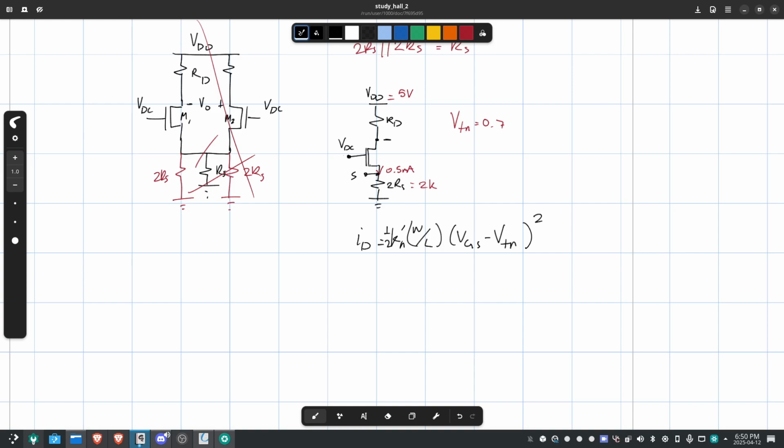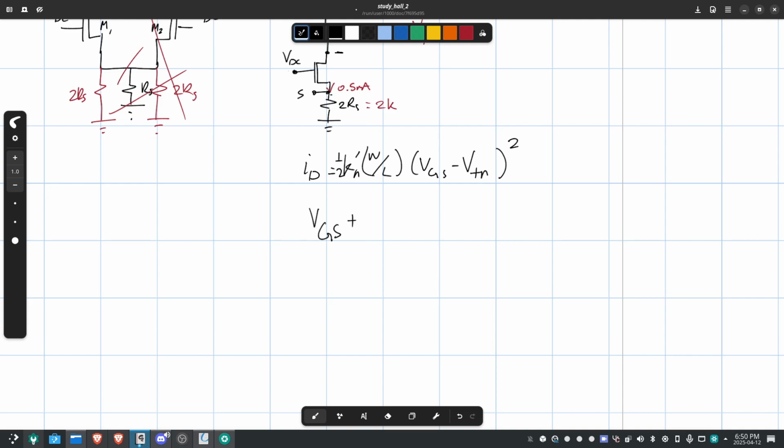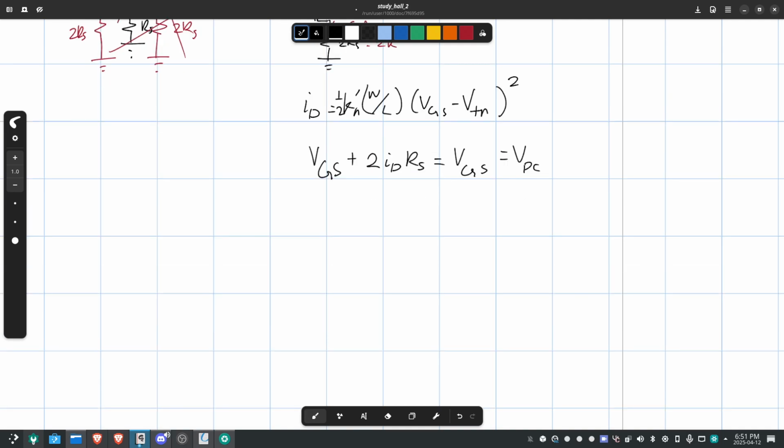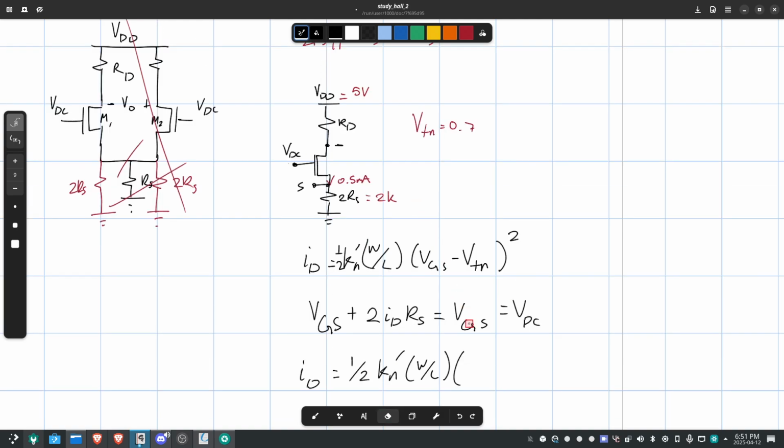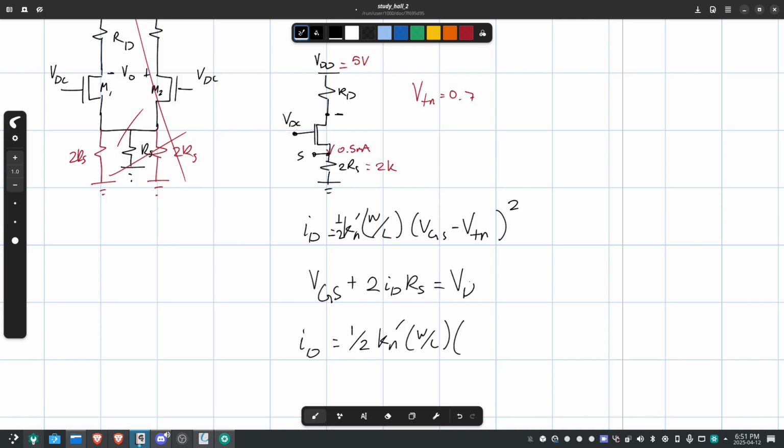So what is VGS? Well, VGS plus the voltage difference here is going to be our VDC, right? So that would be the current times RS, which is ID. So that's 2 ID RS is equal to VDC, or VGS, which is equal to VDC. So now we isolate for that. That's going to be 1/2 of Kn' W over L. Oh, sorry, VGS. This is just going to be VDC. There you go.